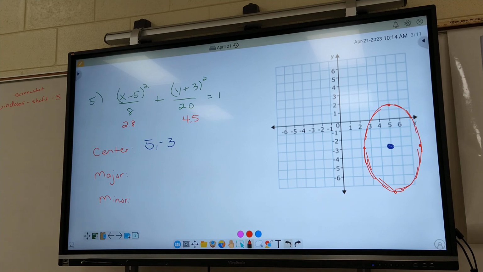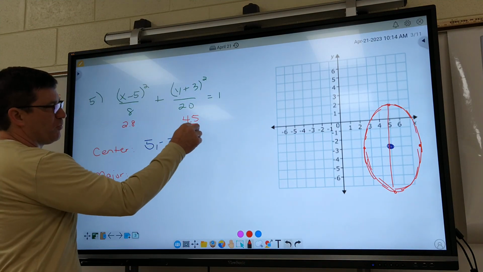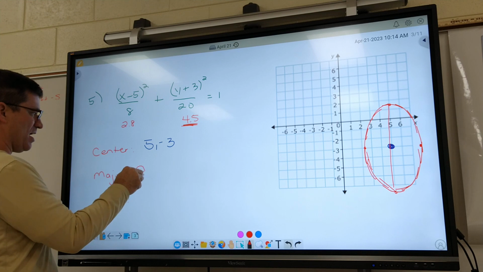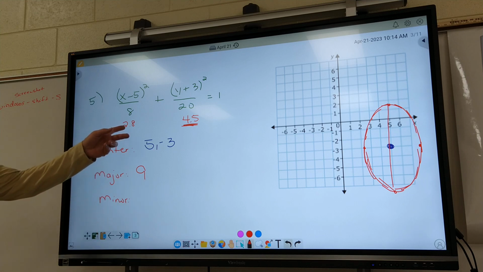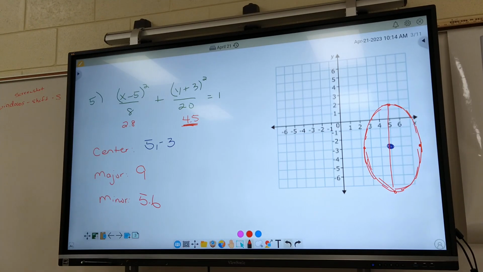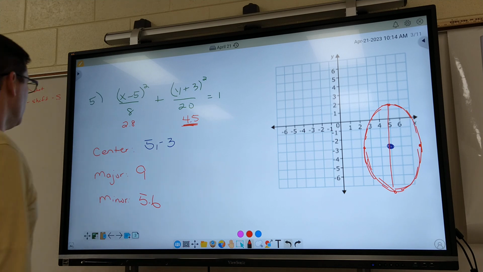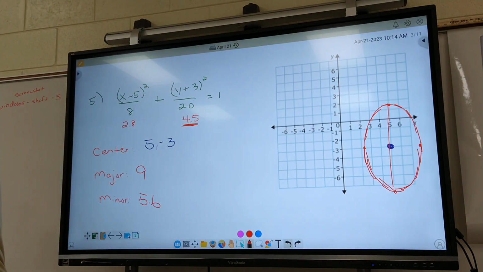Okay, the major axis is the longest one, so how far would it be from here to here? 4.5 times 2 is 9 for the major one. Or you can add 4.5 and 4.5. What's 2.8 times 2? That's your minor axis. That's the shorter axis. So is the major always going to be the y? No, it will not. Sometimes it's switched. The major is the bigger one, the minor is the smaller one. Always.